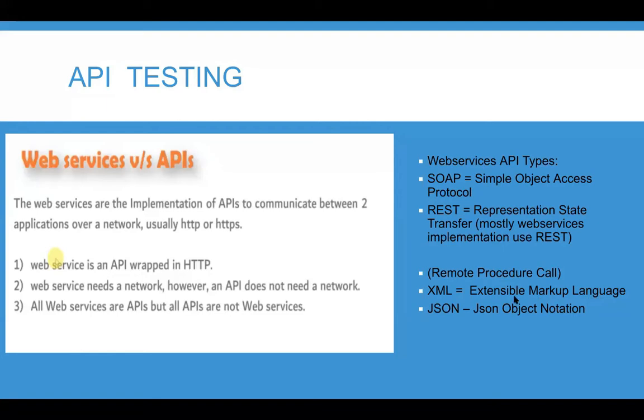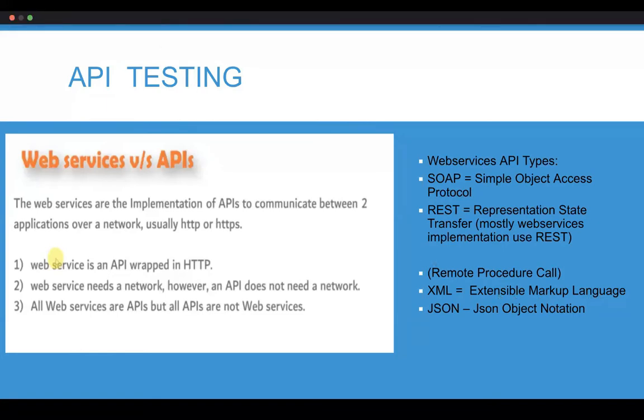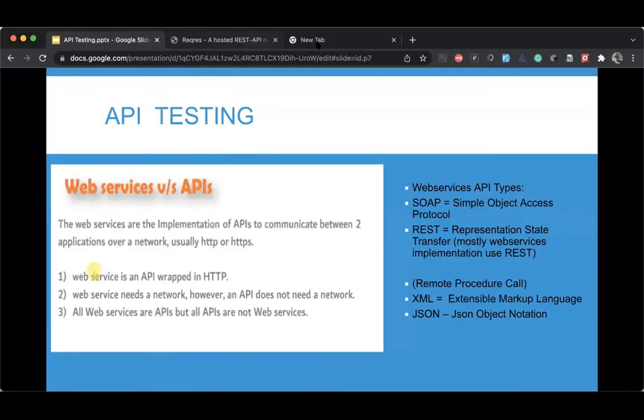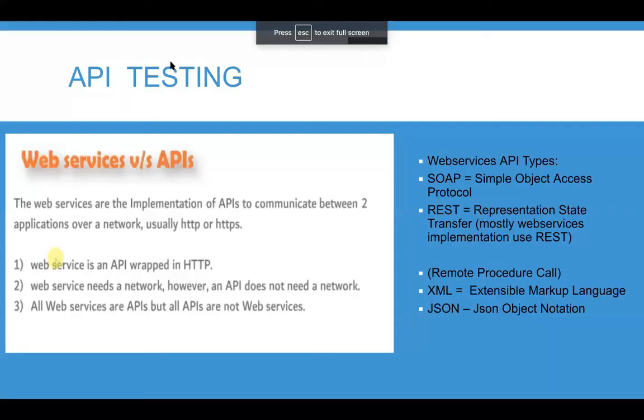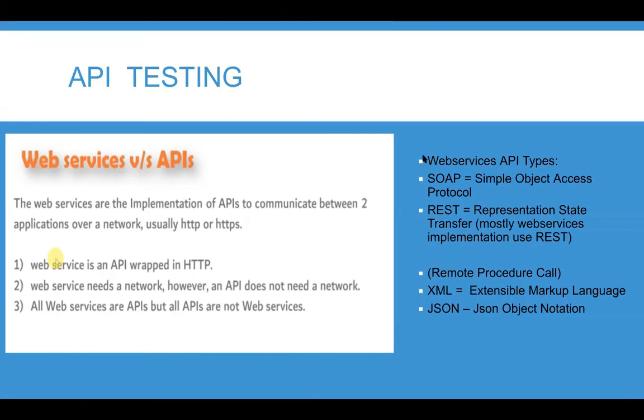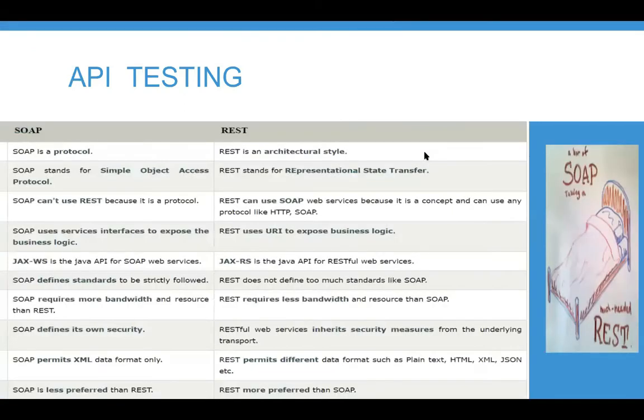If I Google something quickly, I'll show you what these terminologies are. Just bear with me one second. Okay, I'll show you what an XML looks like later on. All right, and a JSON object. So these are the differences.